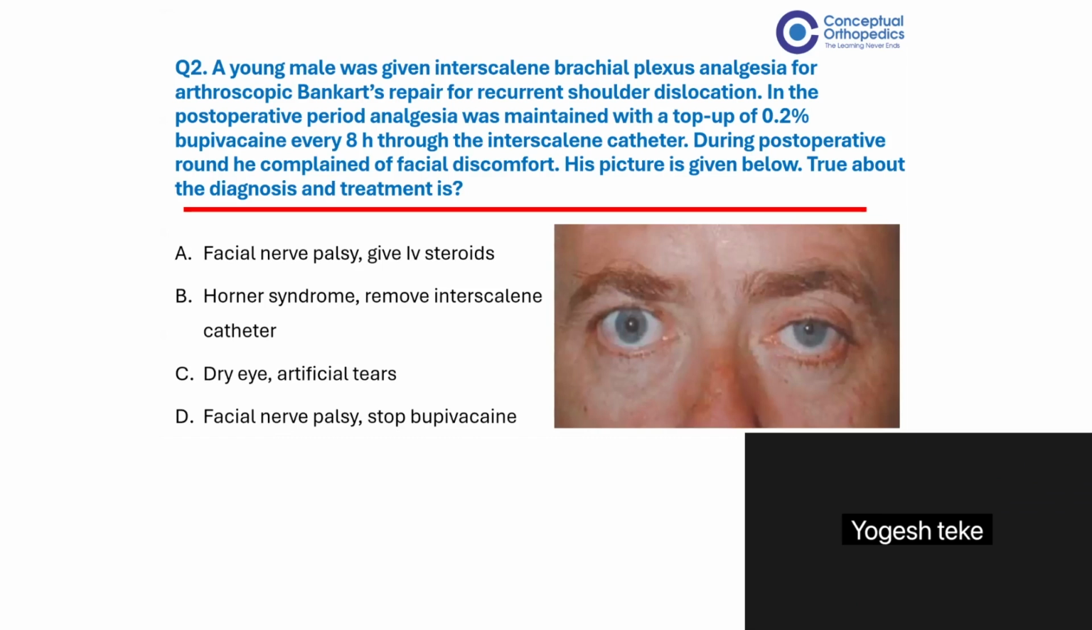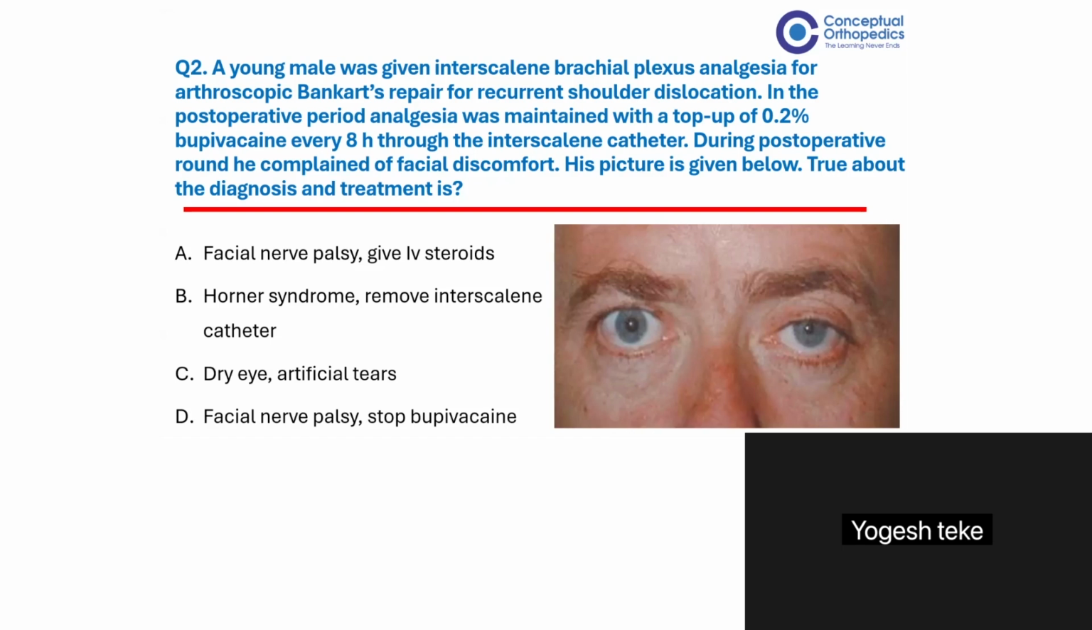Second question. A young male was given interscalene brachial plexus analgesia for arthroscopic Bankart repair for recurrent shoulder dislocation. In the post-operative period, analgesia was maintained with a top-up of 0.2% bupivacaine every 8 hours through the interscalene catheter. During the post-operative round, he complained of facial discomfort. His picture is given below.